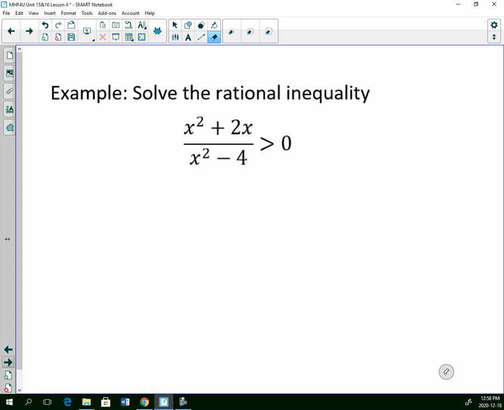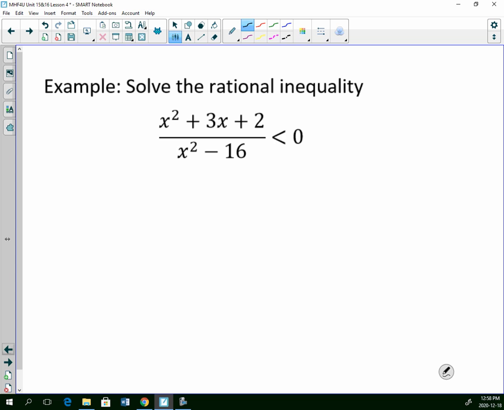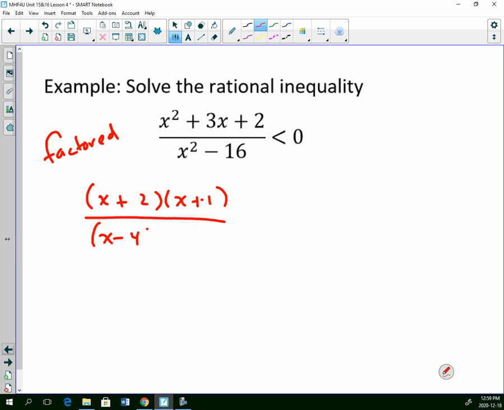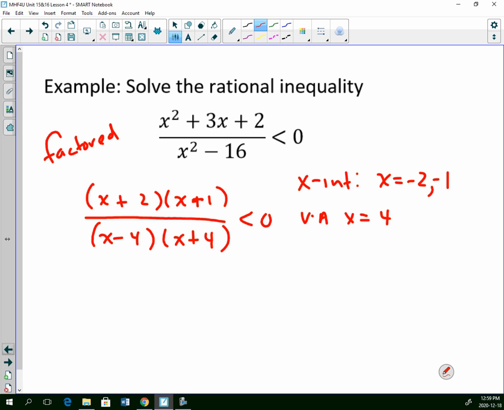Okay, because this one has some different issues. So just take a note in this one: make sure that it's factored first. So I'm going to factor the numerator. Some of them will require factoring. They won't be in factored form. The denominator's a difference of squares. Okay, so my x-intercepts are at negative 2 and 1, negative 1, that's a plus. And then my vertical asymptotes are at 4 and negative 4.